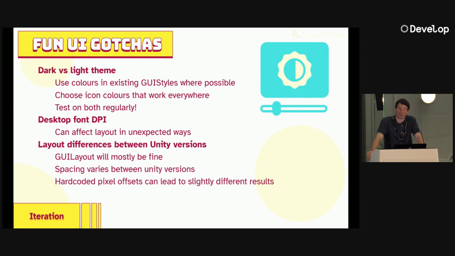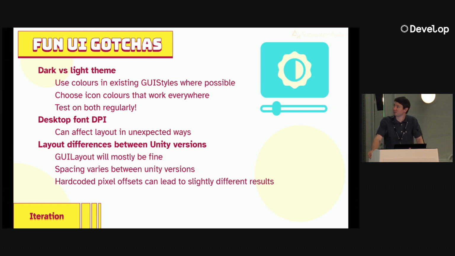Some fun UI gotchas that you'll probably only find out later. The dark versus light theme that everybody can choose now. It's very easy to develop using one theme and then realize when you switch to the other that you've broken a bunch of your UI. If you're doing custom controls, my advice here is to reuse colors from existing GUI styles and reference them where possible, because they will update automatically when the user changes from the dark to the light theme.